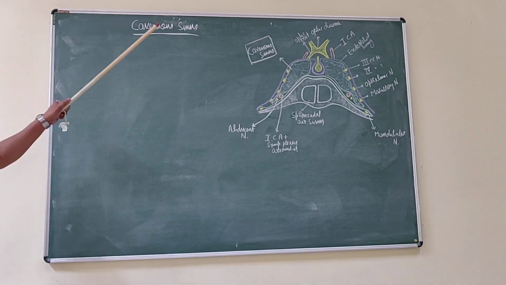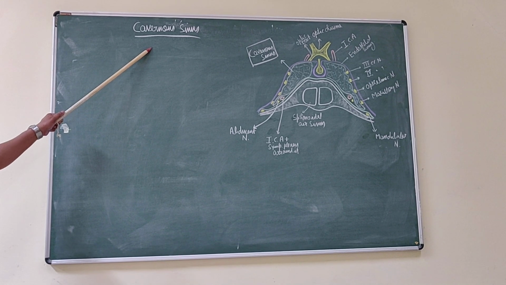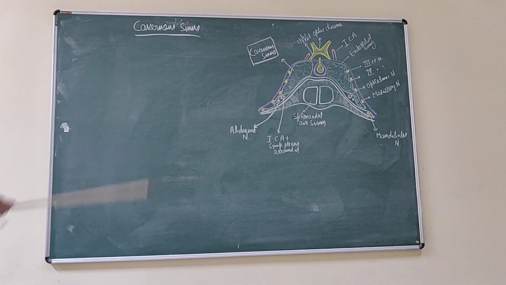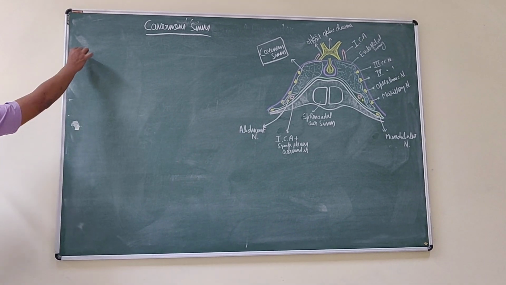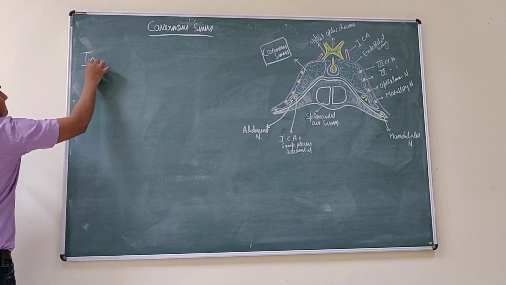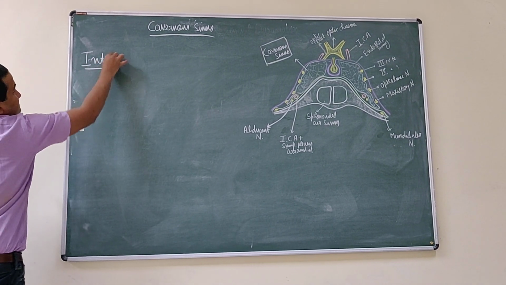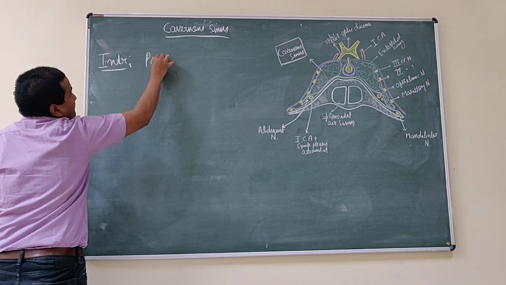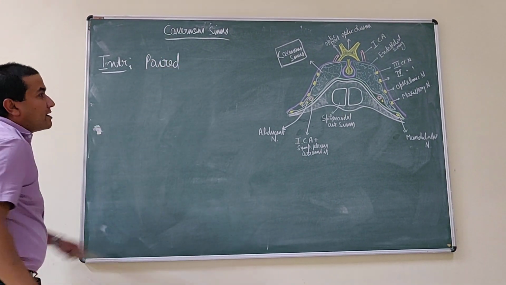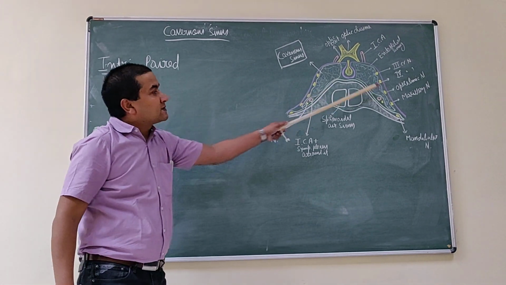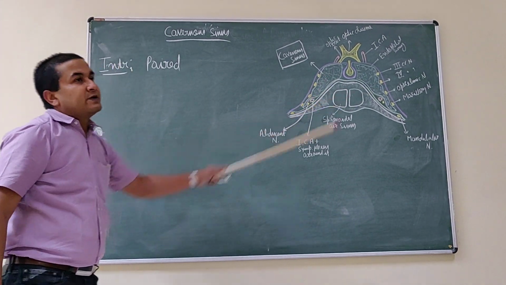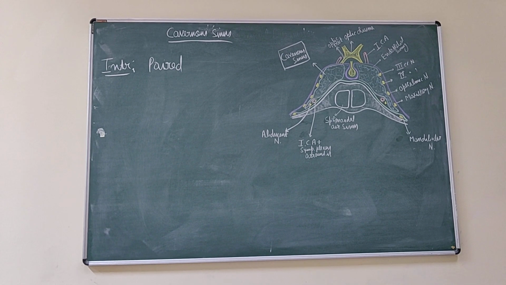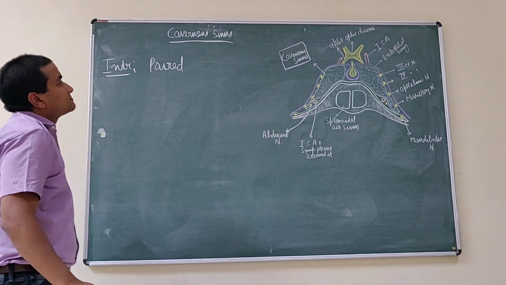Now we will discuss the cavernous sinus, one of the most important dural venous sinuses. First of all, the introduction. This is a paired dural venous sinus, present on both sides of the body of the sphenoidal bone in the middle cranial fossa.